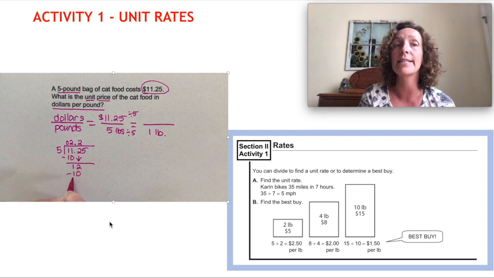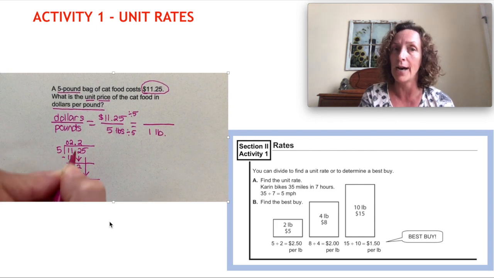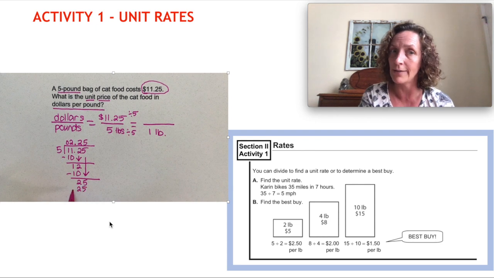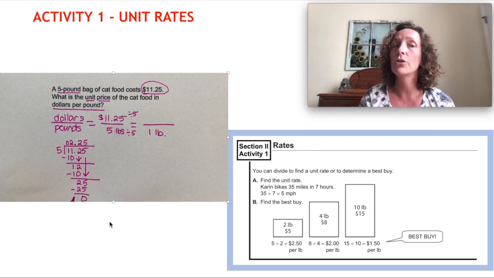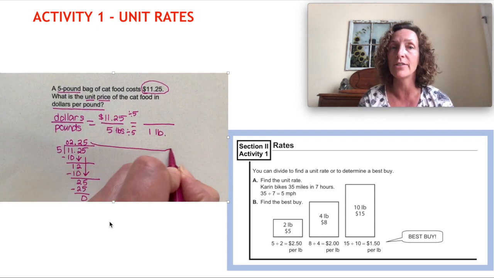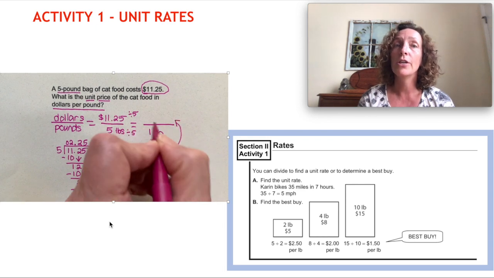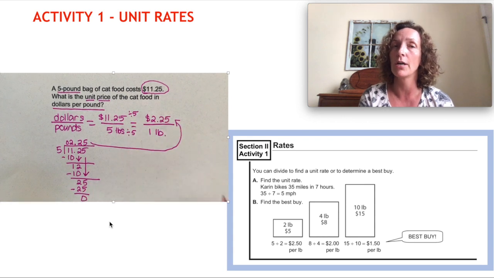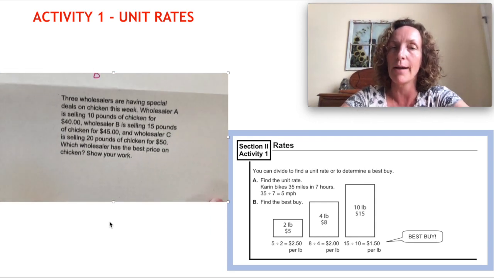2 times 5 is 10. Subtract, you get 2. We bring down that last digit. 5 goes into 25 5 times, with 5 times 5 equaling 25. We have used all of our digits. We have no remainder. So the unit price is that 1 pound of cat food costs $2.25. All right, that's how we do that problem.